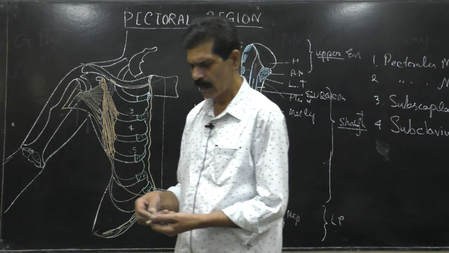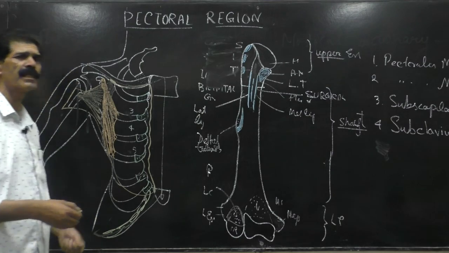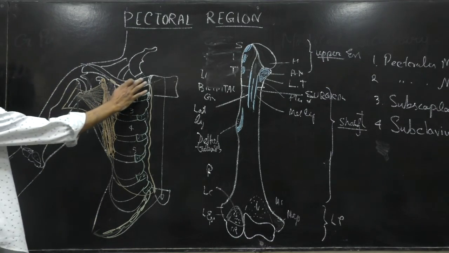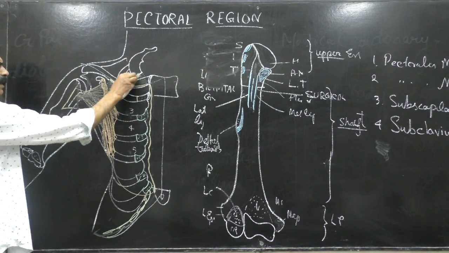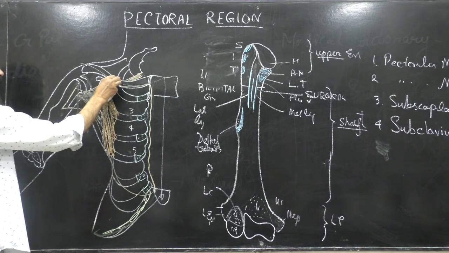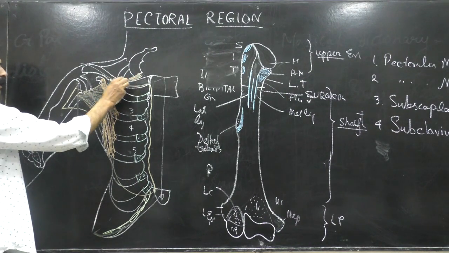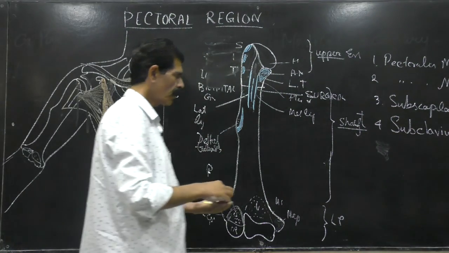Then the fourth muscle is subclavius. We have already done subclavius. Sub is below, clavius means clavicle. So below the medial end of the clavicle, and from the first rib, we have done, which muscle taking origin? Subclavius. And where is the insertion? Subclavian groove below the clavicle. This is the subclavius muscle.